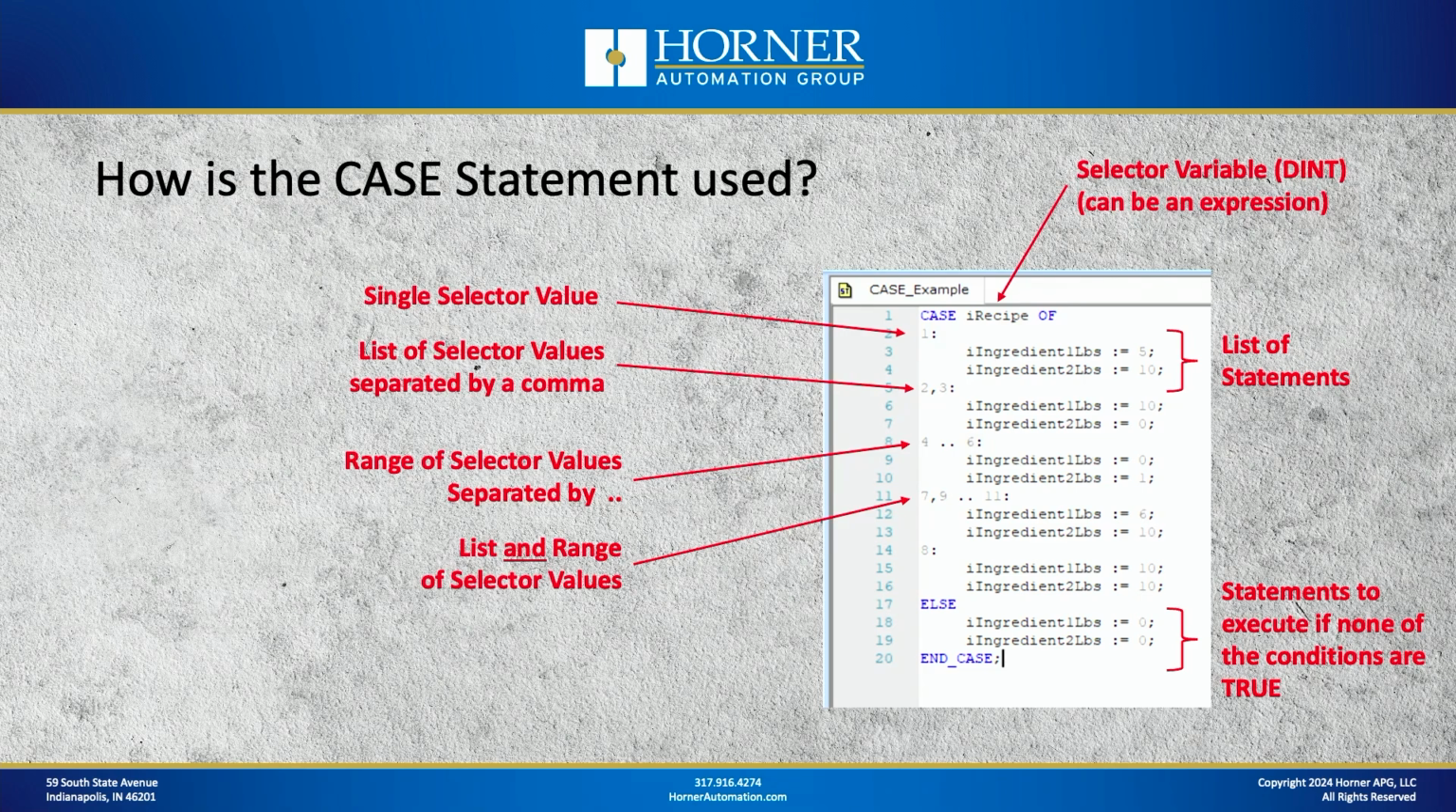Now, it also supports a list of values separated by a comma, and then of course a colon after the last value. That's handy. It also supports a range of values where you've got the first value in the range and the final value in the range. In between those, you've got a couple of periods. And then you also can combine the list and the range for another case. So you can see the flexibility in this statement is really excellent.